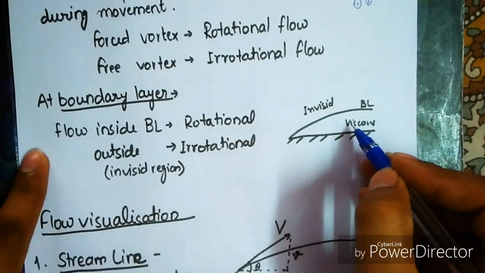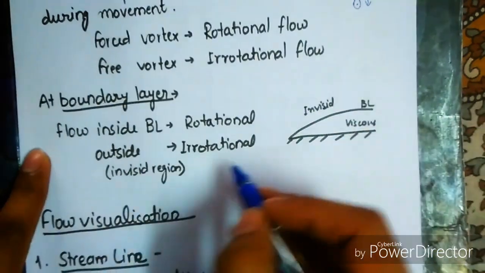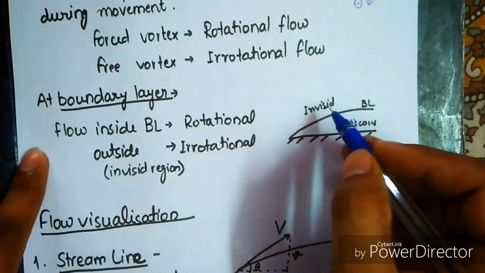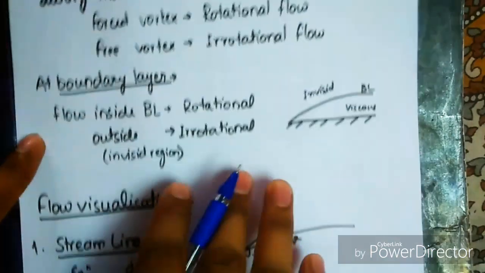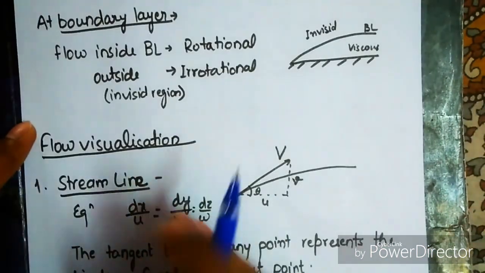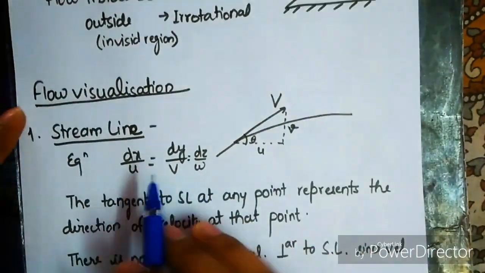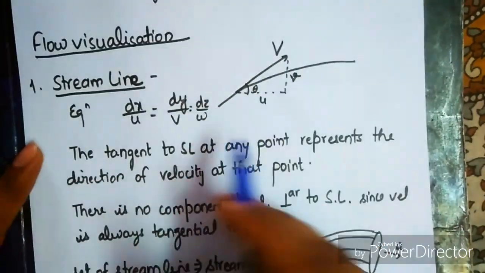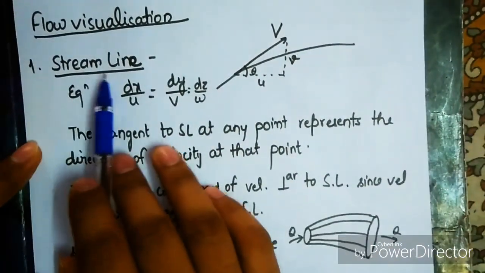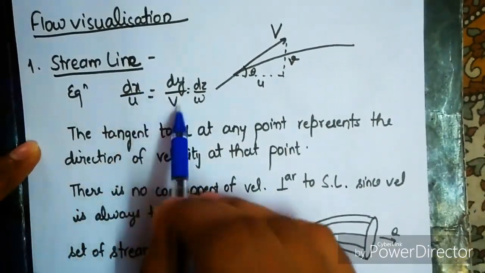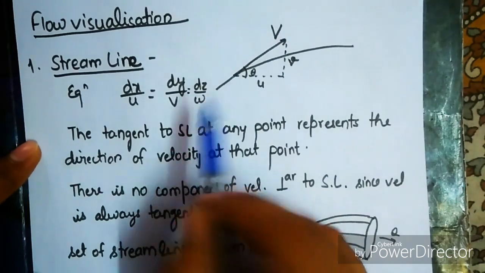This is the viscous region here. This is rotational flow. Outside, that is in the inviscid region, we are having irrotational flow. Okay. Now the flow visualization. There are different types of lines for flow visualization. First one is streamline. Equation is dx upon u equal to dy by v equal to dz by w.